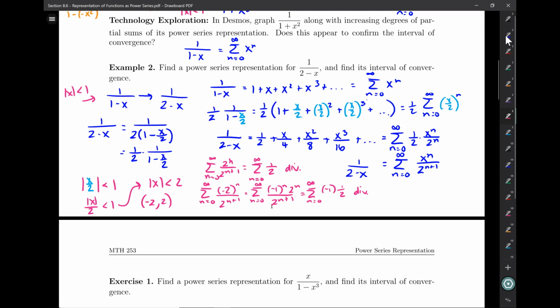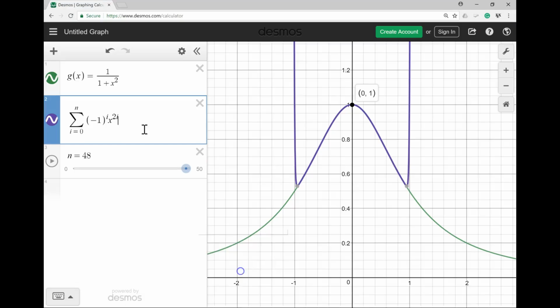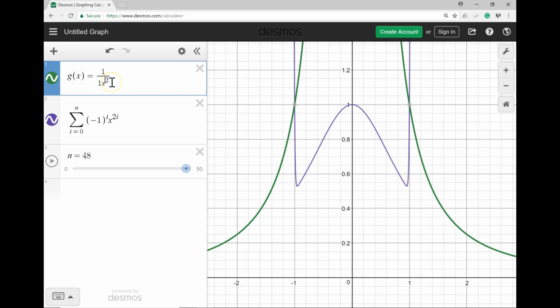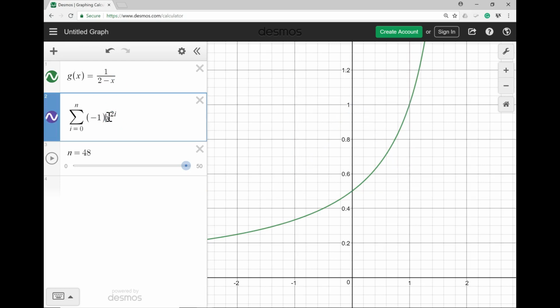And as always, I like to check my answer in Desmos. So let's tweak what we currently have in there to now be the function 1 over 2 minus x. And then this became, I might have to go back to remind myself, it wasn't a 2. Sorry, thanks for being patient with me. It would be x to the i divided by 2 to the i plus 1. Looks like we're going to have to put that exponent in parentheses so that we end up with the plus 1 in there.